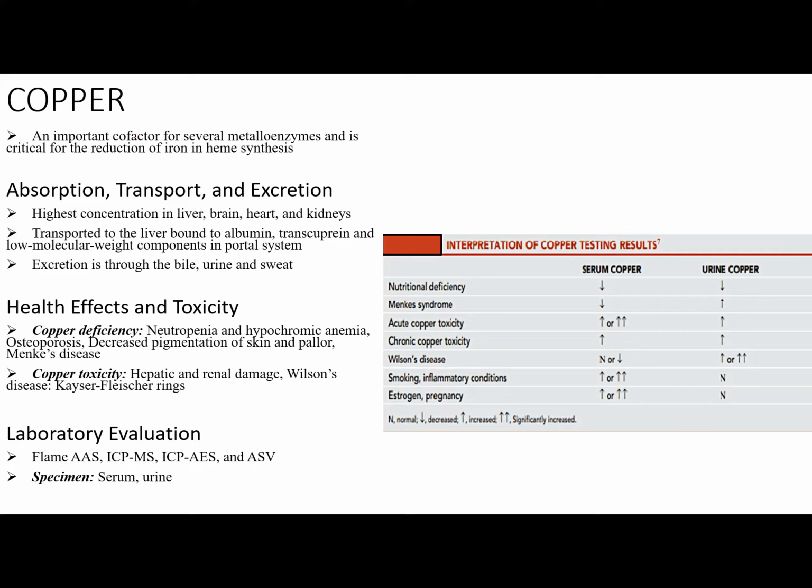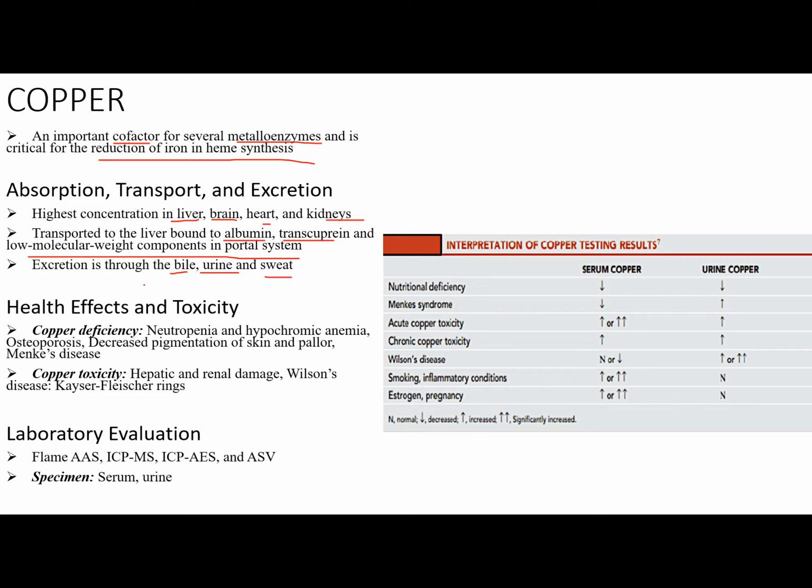Then we have copper. Copper is a very important cofactor for several metalloenzymes and is critical for the reduction of iron in heme synthesis. Usually the highest concentration is found in the liver, the brain, the heart, and the kidneys. Copper is transported to the liver bound to albumin, transcuprin, and low molecular weight components in the portal system. So its transport proteins are albumin and transcuprin. Excretion is through the bile, urine, and sweat.